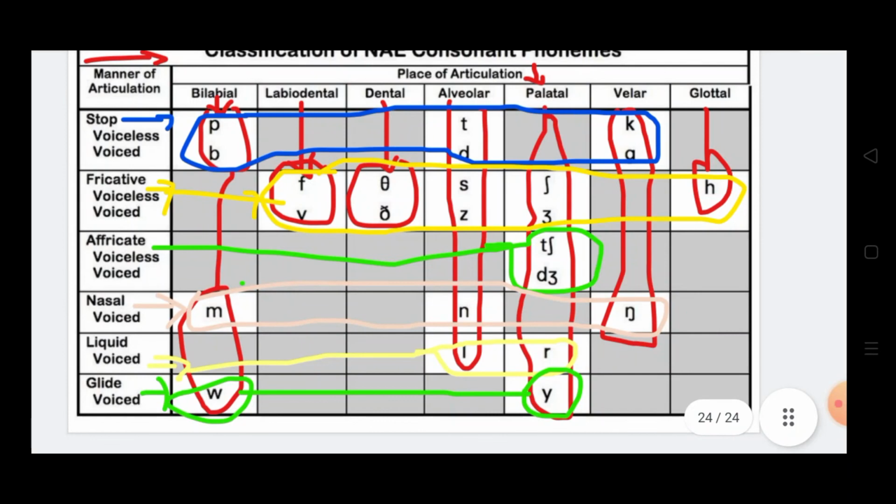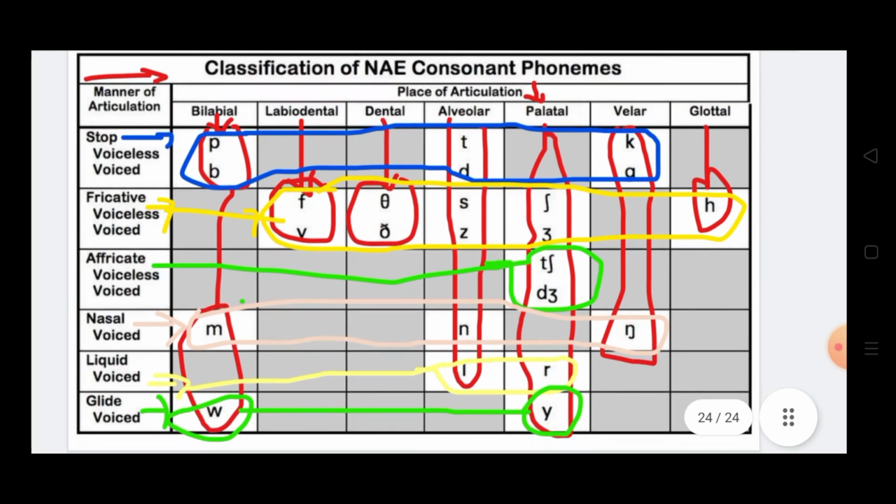So according to place of articulation, bilabials are p, b, m, and w, and labiodentals are f, v, and dentals are th and th. And alveolars are t, d, s, z, n, and l, and palatals are sh, zh, and j, y, r, and velars are k, g, ing, and glottal is h. And now we'll see the manner of articulation.